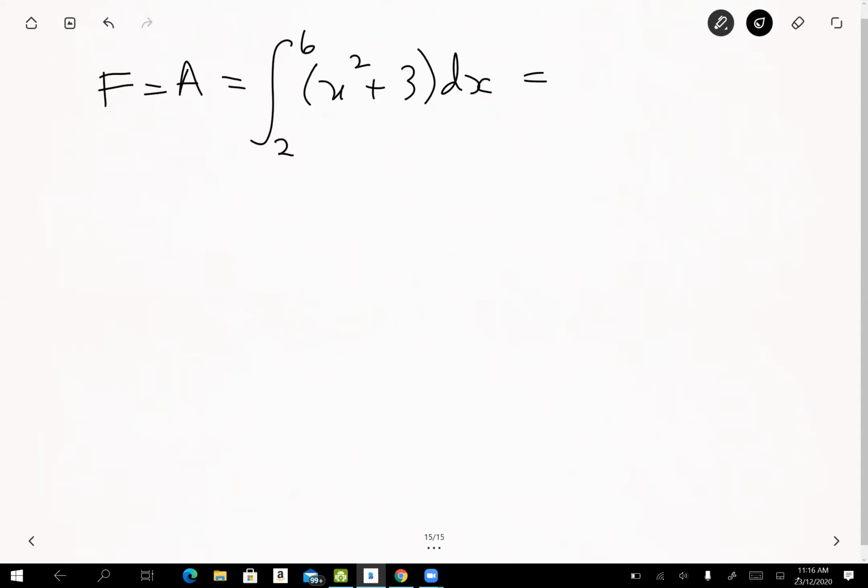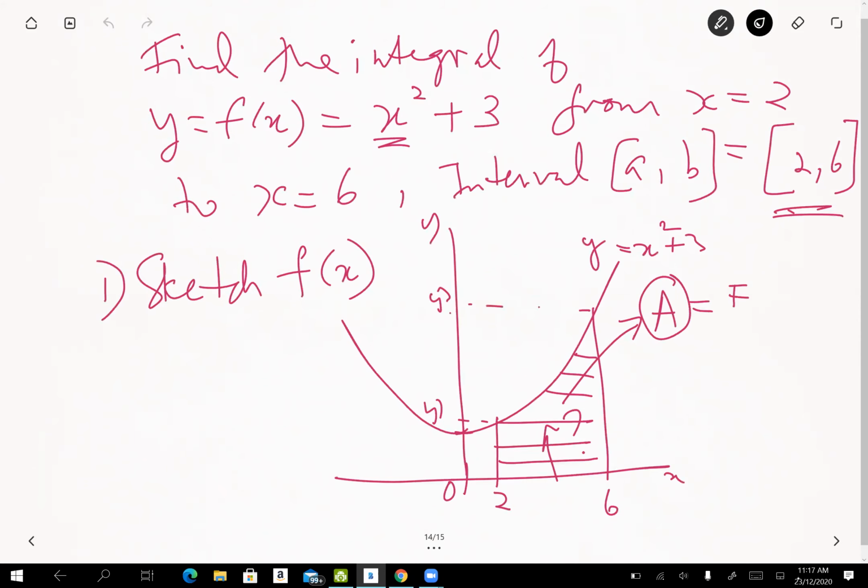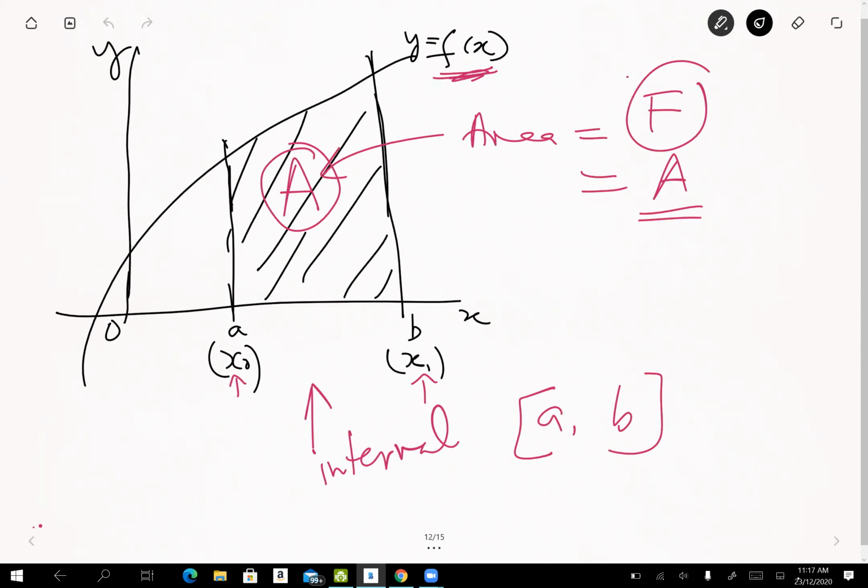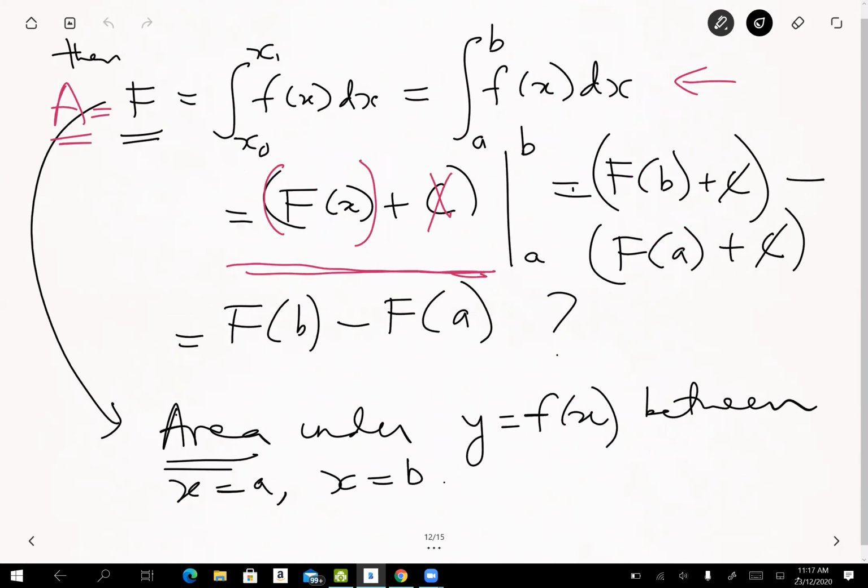What do I get? x to the power of 3 over 3, x cubed over 3, plus 3x. Now you don't need the constant. Okay? So we just stop there. And then we integrate from 2 to 6. Now, how do I get the value? You evaluate the integral at b. Okay? You go back to the formula. You evaluate the integral at b. Okay? And then subtract the value of the integral at a. Subtract. Okay? Then you will get a number.